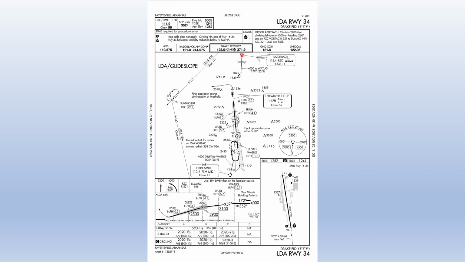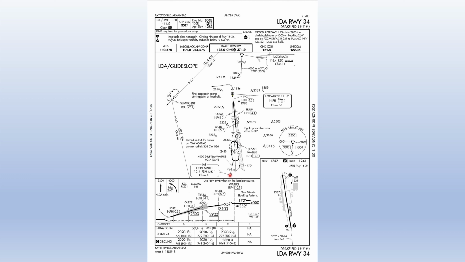It does have a feeder route that comes in from Razorback VOR. We won't have to worry about that. And then the only other way to get into the approach is we could use the initial intermediate fix here of Watog and navigate direct to that using a GPS if we wanted to.